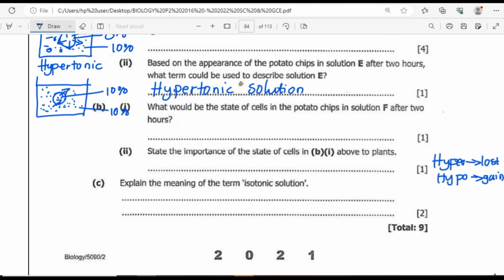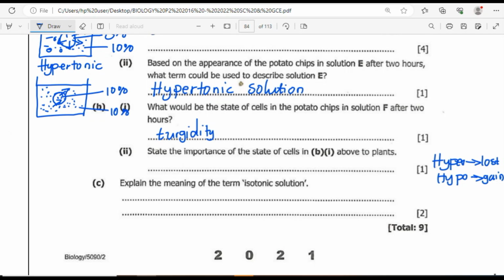Then what would be the state of the cells in the potato chips in solution F after 2 hours? So in solution F, we are looking at the cells gained water. So what would be the state? So the state is turgidity. Turgidity, this should be. So it's turgidity.